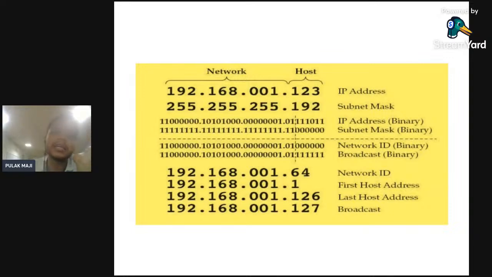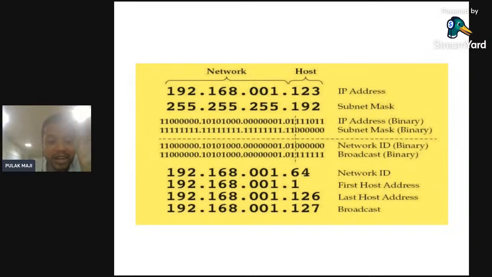So I can easily say that it is a class C IP address. If it is a class C IP address, then what is the subnet mask? Hopefully all of you know how many network octets there are for the class C IP address: 3 network, 1 host. So it is 255.255.255.0. This is the subnet mask of the class C IP address. Very simple, very easy. Hopefully all of you are able to understand.